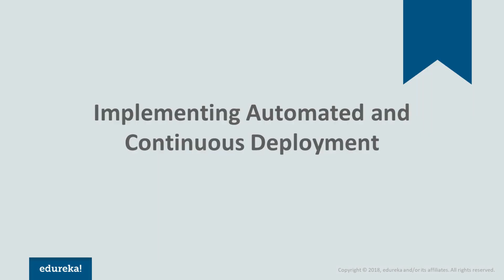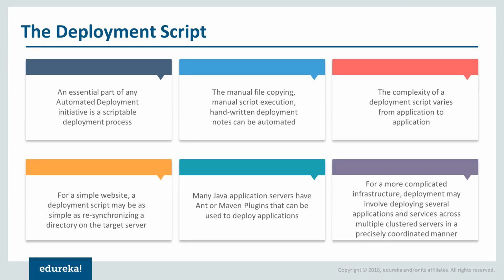So next, once we have understood the difference between delivery versus deployment, let's take a look at how exactly we automate this process. What are some of the ways to do it? An essential part of any automated deployment initiative is a scriptable deployment process. As I said, it has to be automated. You cannot just do a manual copy and paste, or starting a user or stopping a service. You don't do all those things manually.